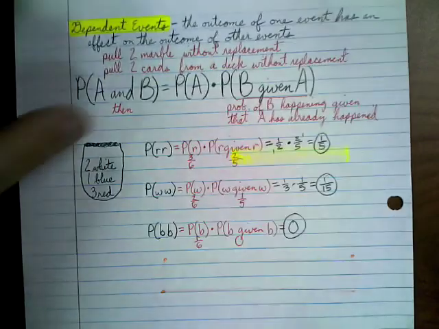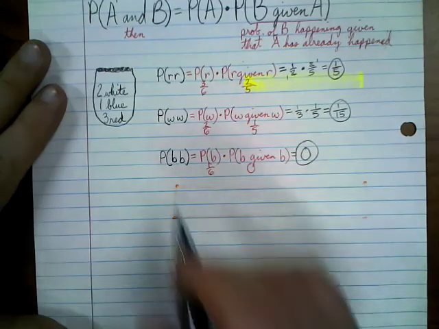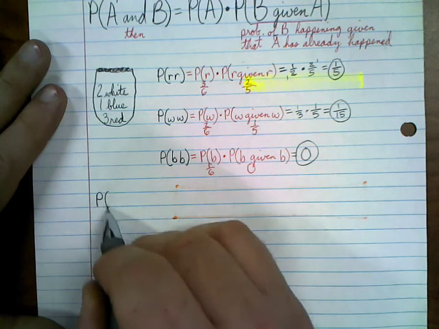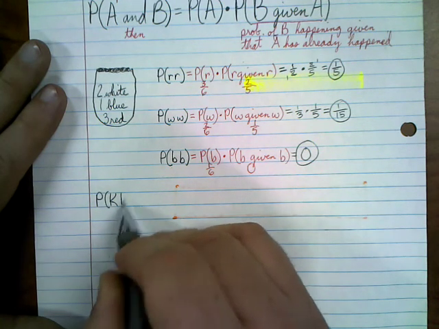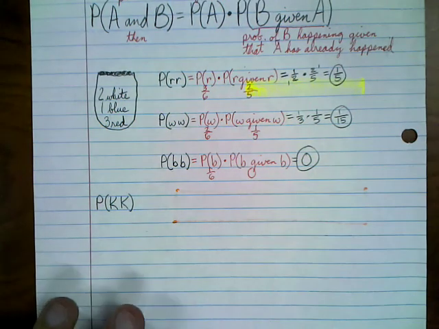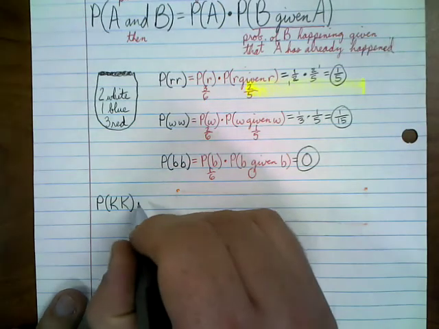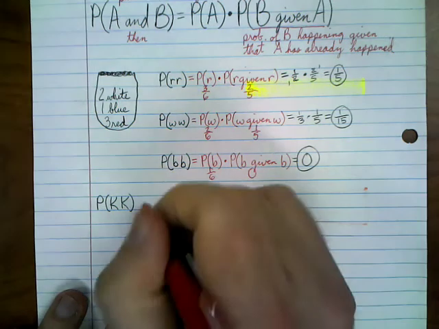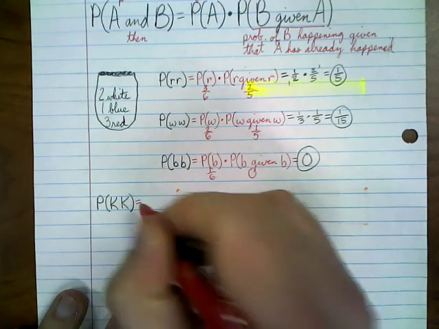Let's switch over to a deck of cards here for one last example. We'll skip a couple lines. And let's say we want the probability of pulling a king followed by another king. So I want to pull 2 kings out of the deck of cards. So for those of you who are unfamiliar with the deck of cards, play a little more solitaire, but in the meantime, we'll help you out.